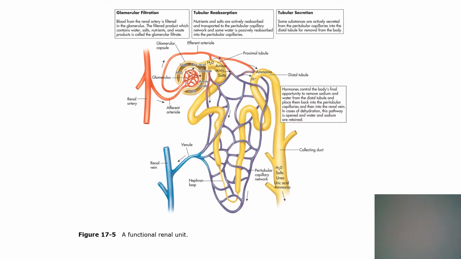And as you can see, we have some different things going on here. H2O, urea, uric acid, glucose, amino acids, and our salts there, all circling around, being filtered, okay? And so our tubular reabsorption: nutrients and salts are reabsorbed and transported by the peritubular capillary network. And of course, some water is reabsorbed into the capillaries here.